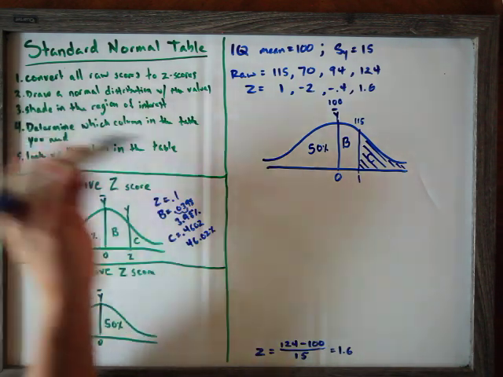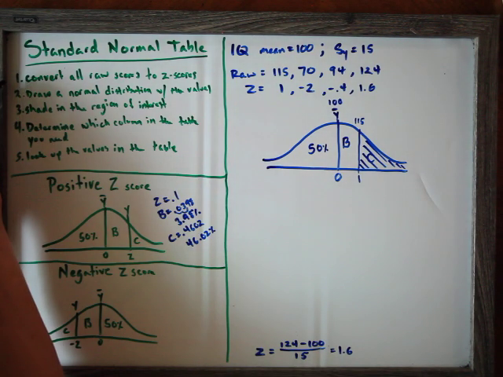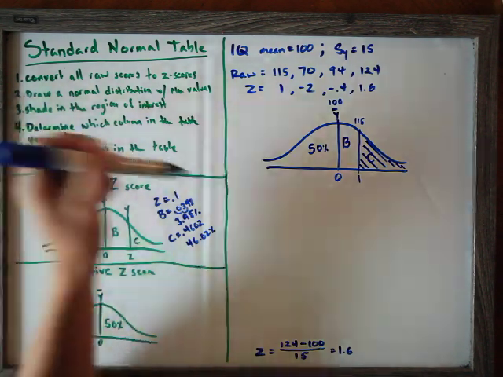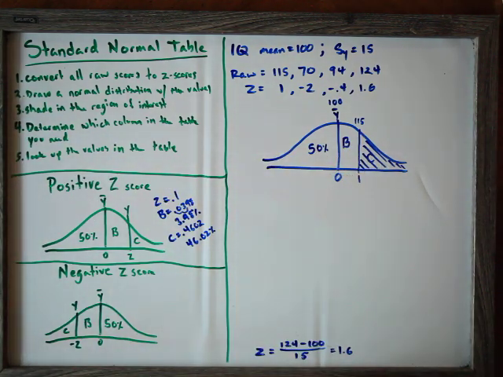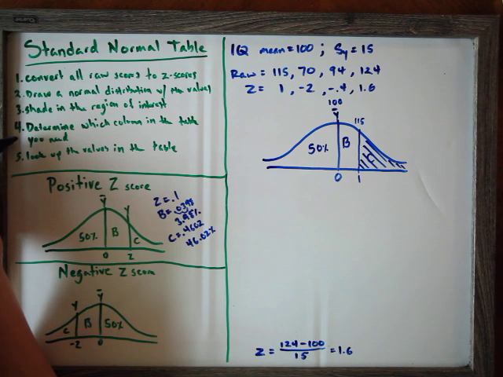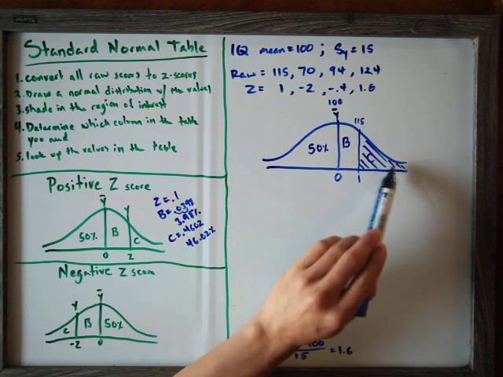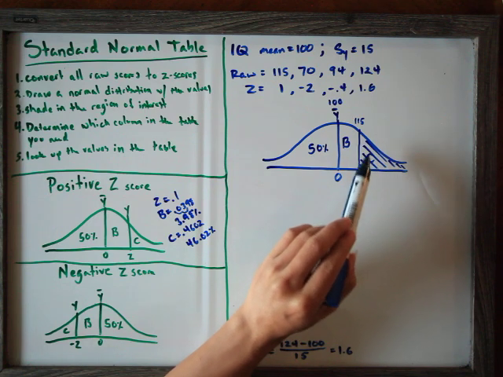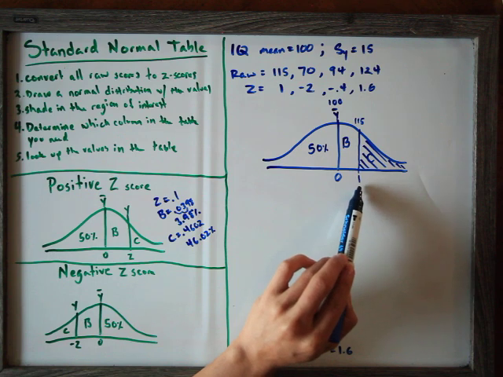Okay, that's step 3. Shade in the region that you're interested in. Step 1 was convert all the raw scores to z-scores. Step 2 was draw this distribution. Step 3 is shade in the area you're interested in. Step 4, determine which column in the table I need. I'm concerned with this shaded area, which is C. So column C for a z-score of 1.